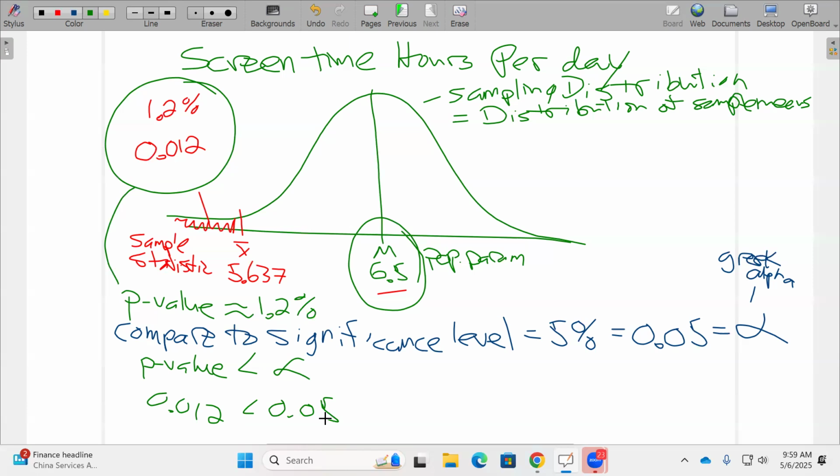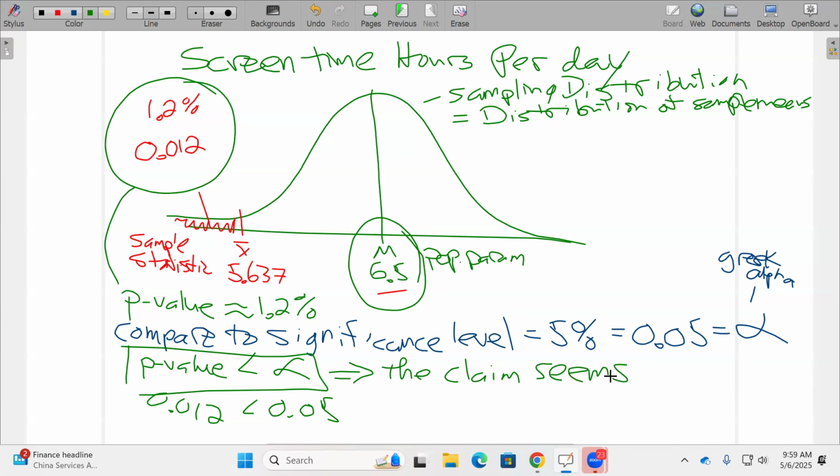So when your p-value is less, that implies the claim seems to be true. I can't definitely say it's true because there's a chance I made a mistake. I'm using seems to be as opposed to saying is true because I don't know for sure. There's a 5% chance I made a mistake here.